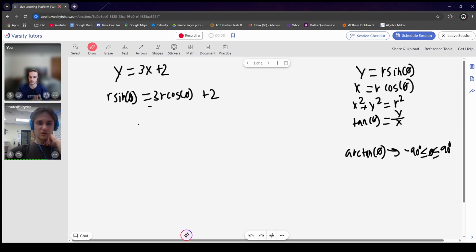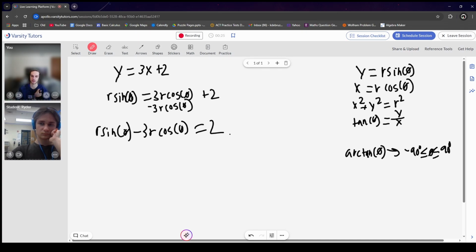Subtract this thing over to the other side. Very good, the entire thing. So we're going to have r sine theta minus 3r cosine theta is equal to 2. Now what's next?